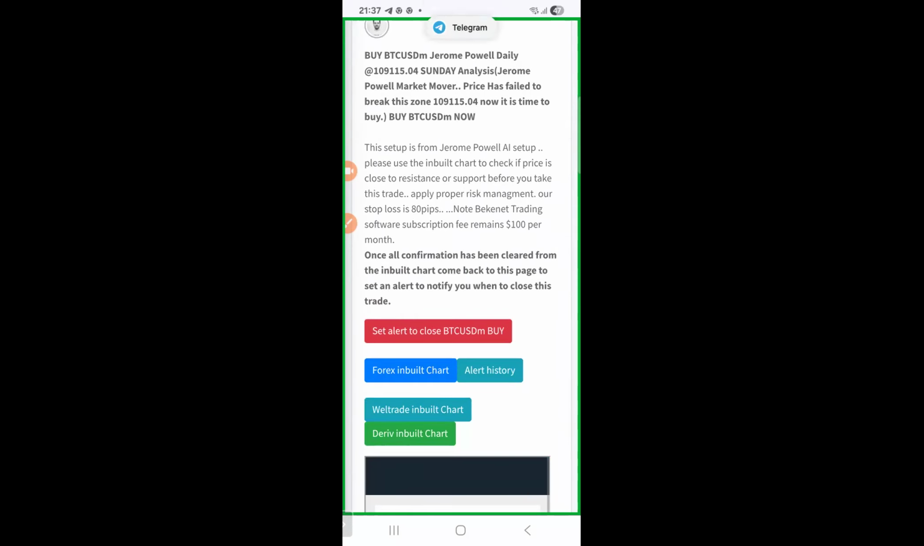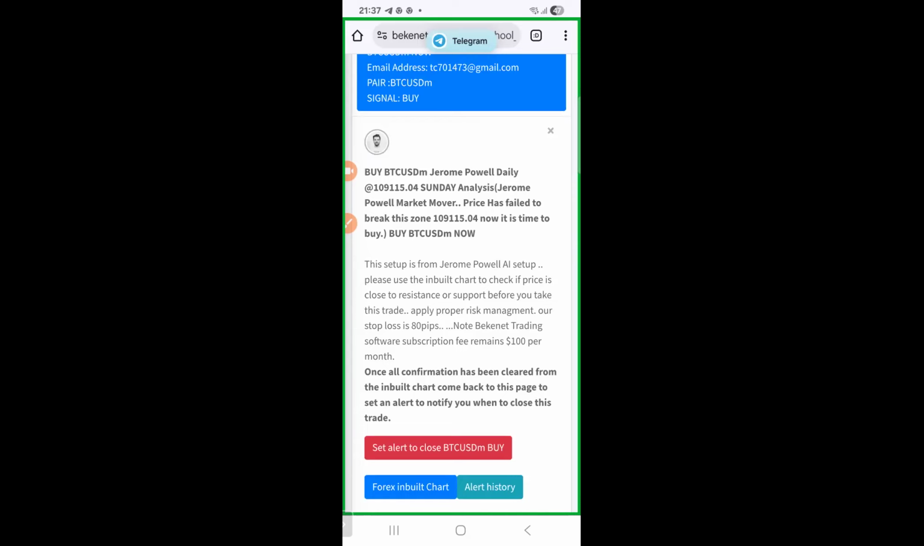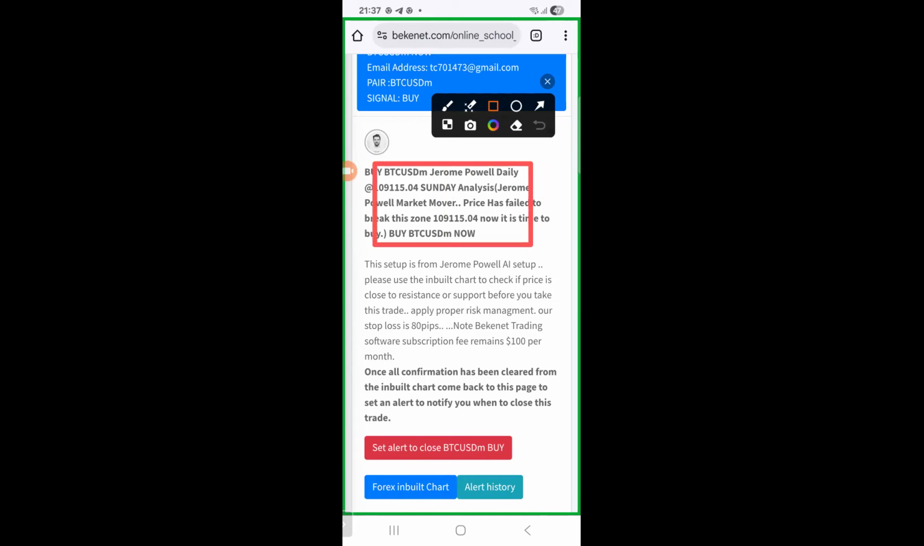He told you that because of words, he said because price has failed to break this zone, now it is time to buy. Price had failed to break this zone. It is time to buy.